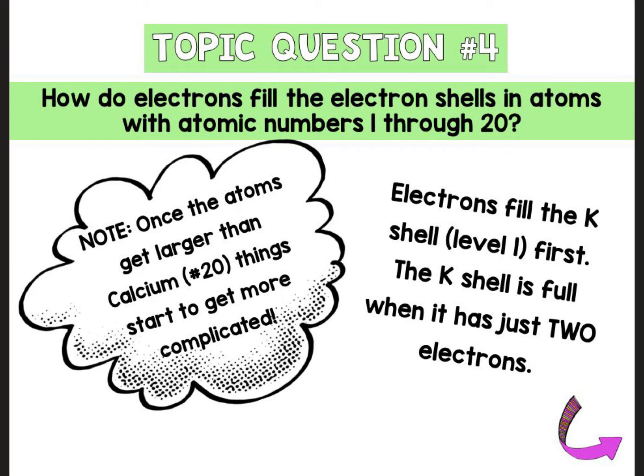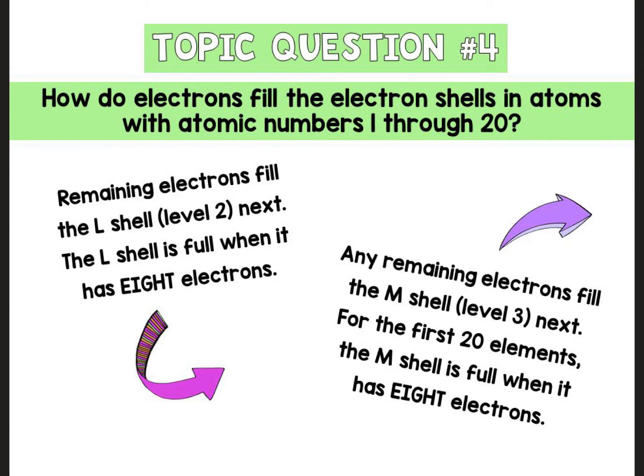For the elements with atomic numbers 1 through 20, the electrons will fill the K shell or level 1 first. This shell is full when it has just 2 electrons. Any electrons that are left over will fill the L shell, which is level 2 next. The L shell is full when it has 8 electrons. Any remaining electrons will fill the M shell or level 3 next.